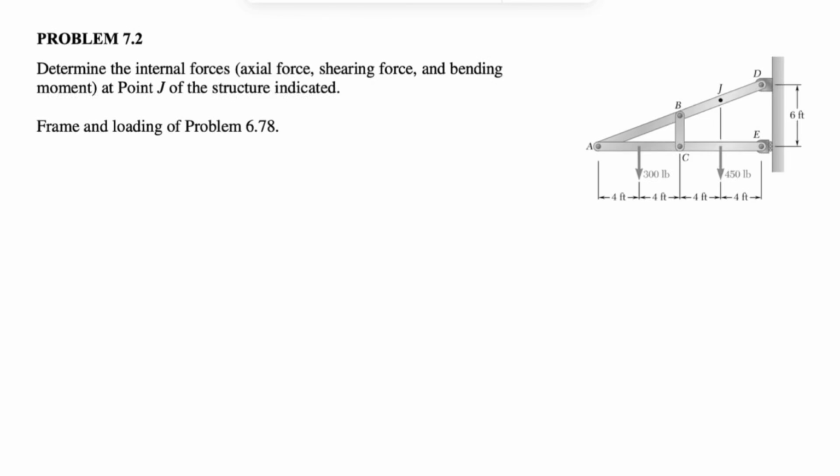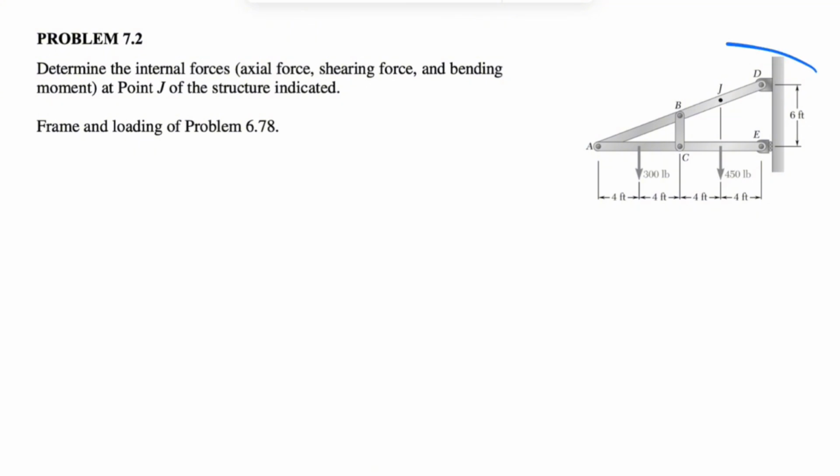We're going to be solving question 2 from chapter 7 of the Beer & Johnston textbook, Engineering Mechanics. In this one, we need to determine the internal forces at point J of the structure that we can see. We previously solved question 678 in this channel. It should be one video right before this one, or if you go to the playlist, you can see the answer for question 678.